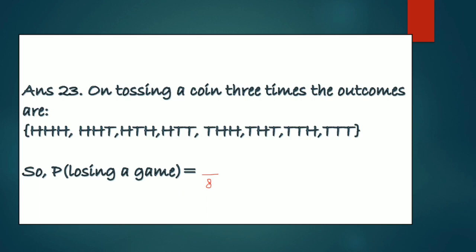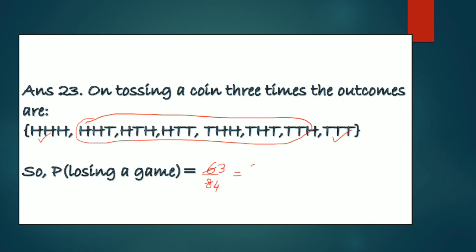He will win if he gets all heads or all tails. Otherwise, he will lose. So, in all these other cases, Hanif will lose the game. So, favorable outcomes are 6 in number. So, probability will be 6 by 8. On simplifying, we get the answer as 3 by 4. Now, let's do the next question.